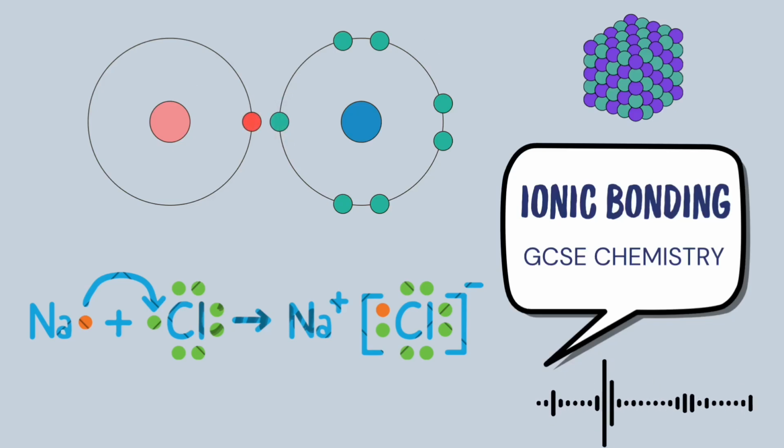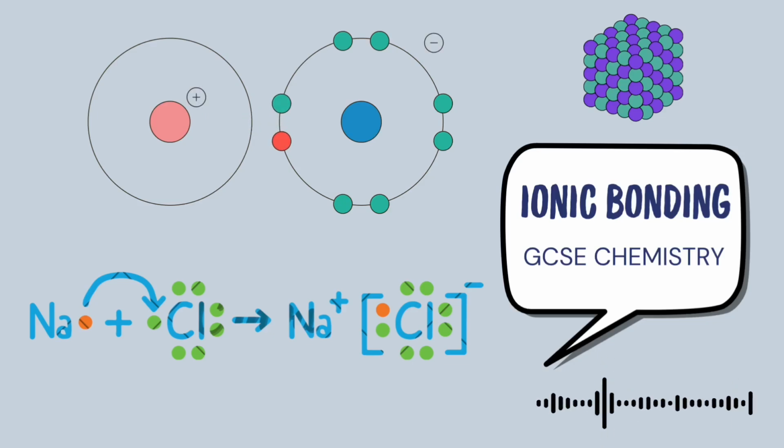So magnesium is in group 2, so it has 2 outer electrons to give away. Oxygen is in group 6, so it needs 2 electrons. It's a perfect match. So magnesium gives away those 2 electrons, and now they both have a full set of 8. Exactly. And that means magnesium becomes Mg2+ and oxygen becomes O2-. Perfect. I think those diagrams are really helpful to visualize what's going on.